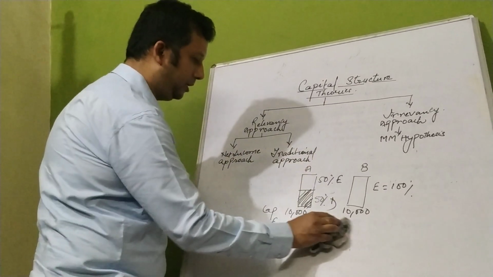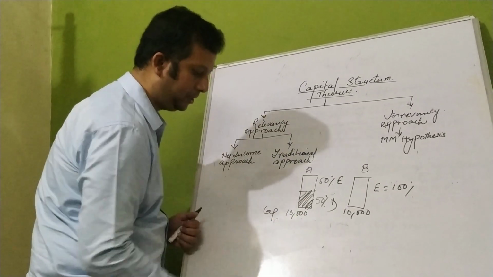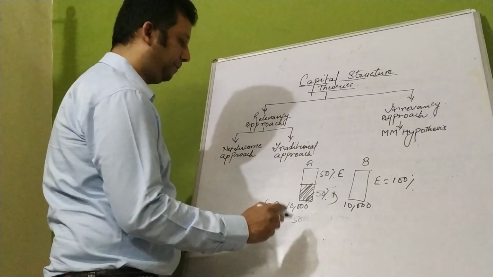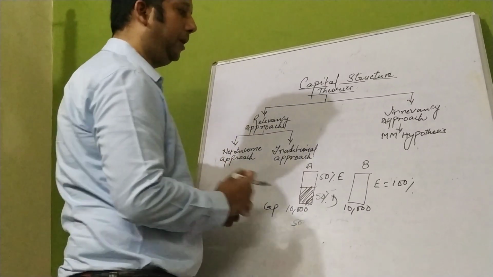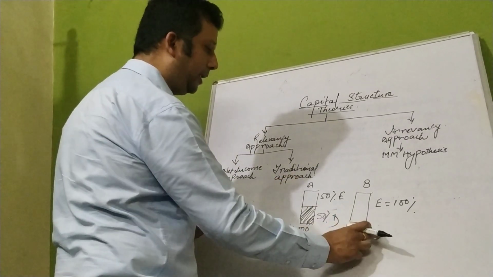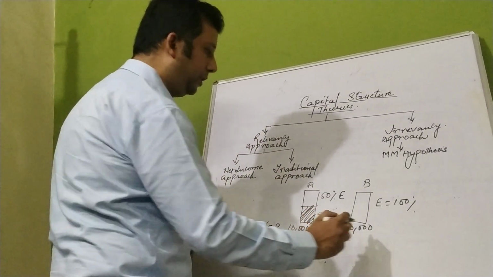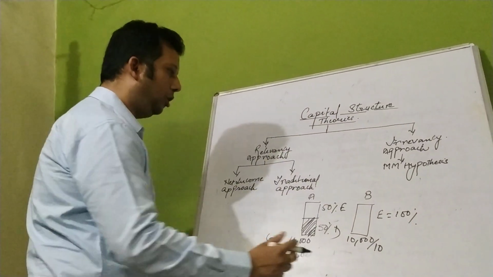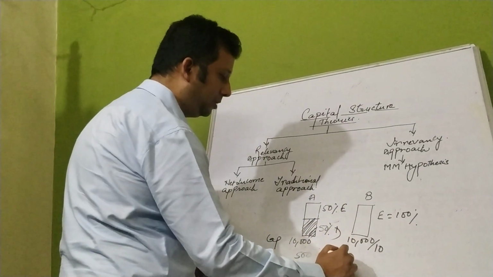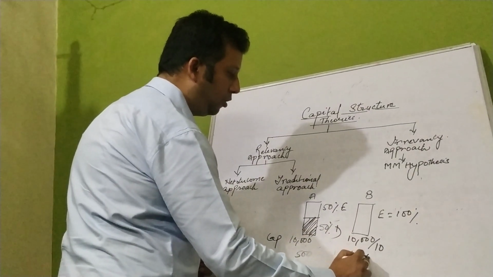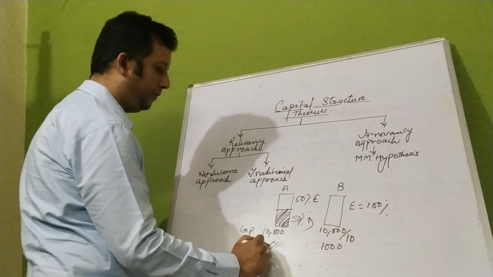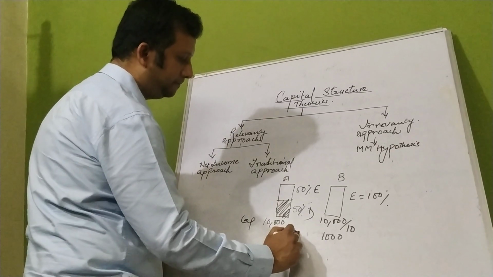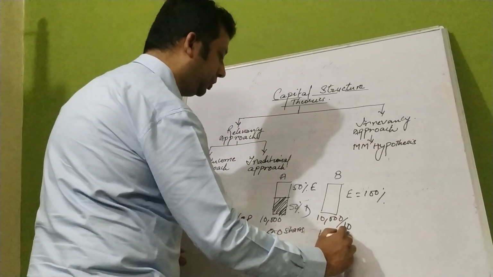So firm A has 500 shares. Whereas in the case of B, there is no debt, which means all 10,000 is equity capital. So we divide 10,000 by 10 rupees, because 10 rupees is the issue price of the share. How many shares does firm B have? It has 1,000 shares. So 500 shares and 1,000 shares.